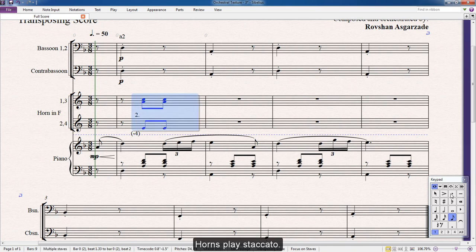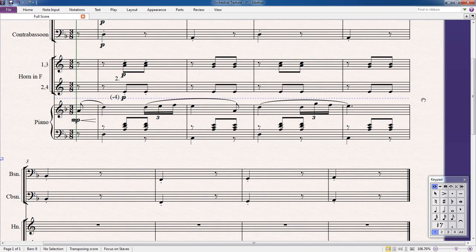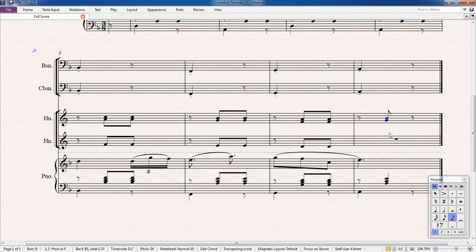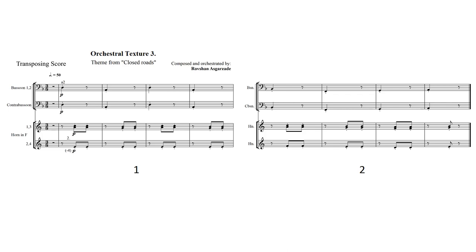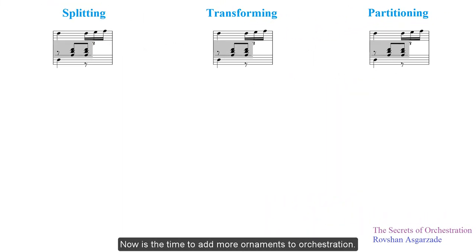Horns play staccato. The dynamic marking is piano. The orchestration of the bass and the harmony line are completed. Now is the time to add more ornaments to orchestration.